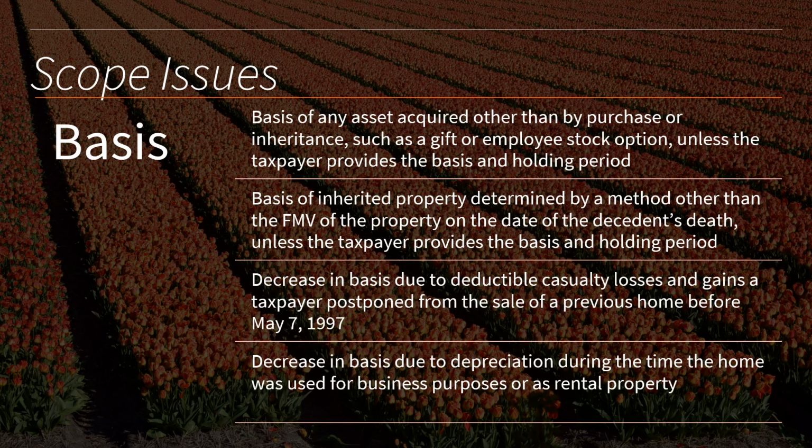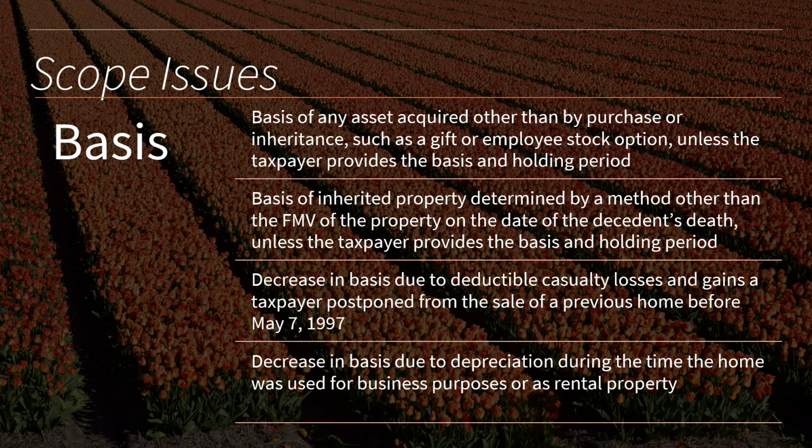Scope issues that are related specifically to basis are for any asset that was acquired in another way other than by purchase or an inheritance. So it could be a gift, or it could be like employee stock options, unless the taxpayer is providing us the basis and the holding period. We need to send those taxpayers on to a paid professional as well.